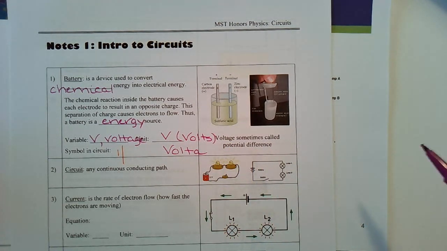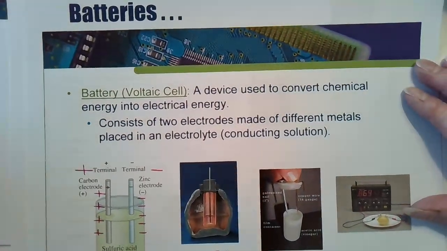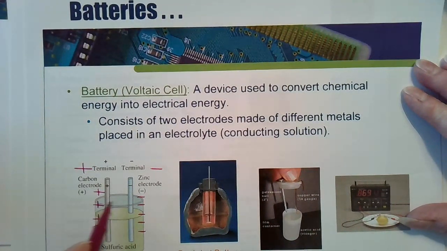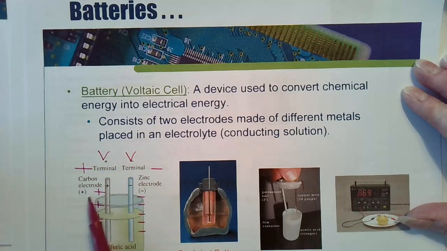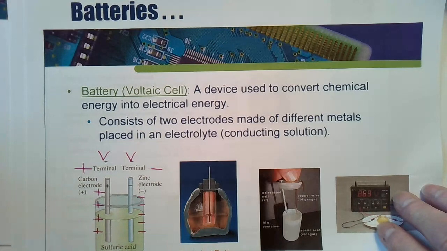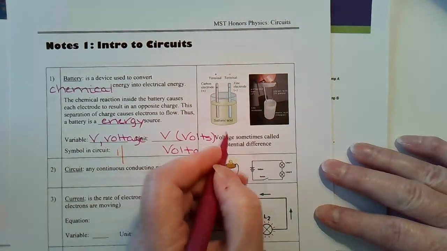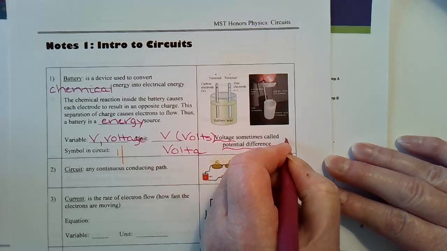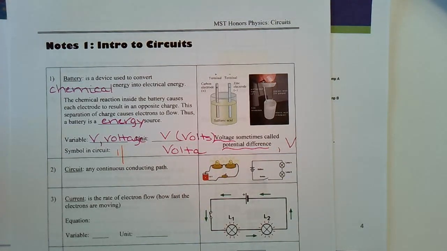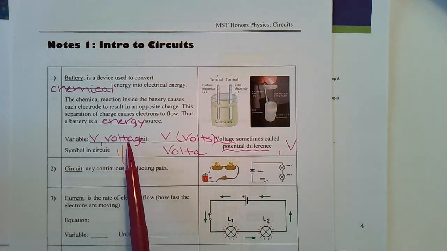The reason it's called potential difference is because there's a difference in voltage, which is another word for potential, on each side of the poles, where one is negative and one is positive. So just note that voltage and potential difference are both the variable V. This part I find is sometimes kind of confusing.